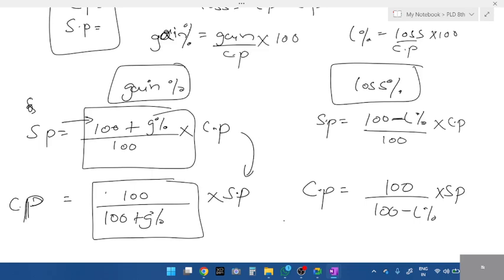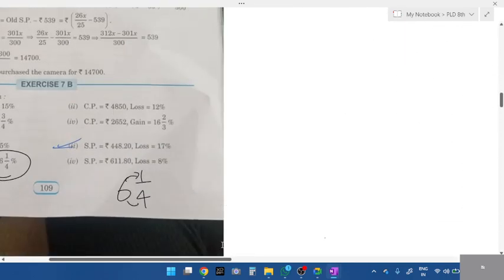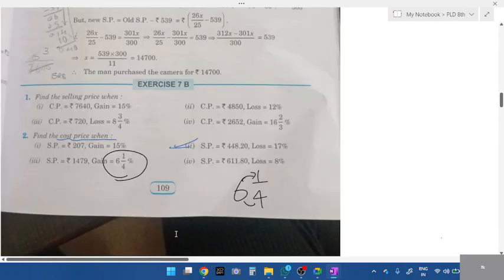Done? Shall we start solving? All of you completed? Okay, first question. Look, let me solve only two questions. Remaining, you'll have to do it. Look at the first question. What do we need to find? Find selling price. And what is the value given? Cost price is equals to 7,640. Gain percent is equals to 15.